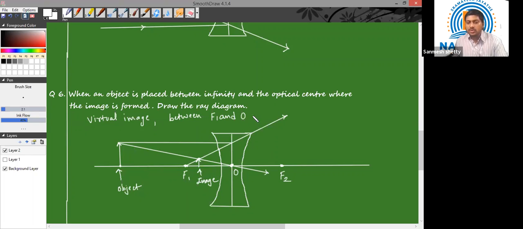Also, some other characteristics: the image is virtual, which we have already told, and the image is reduced in size. Also, we can see that it is an erect image.